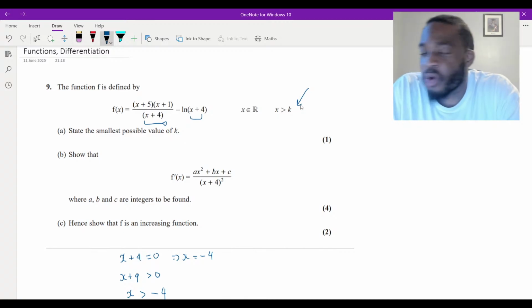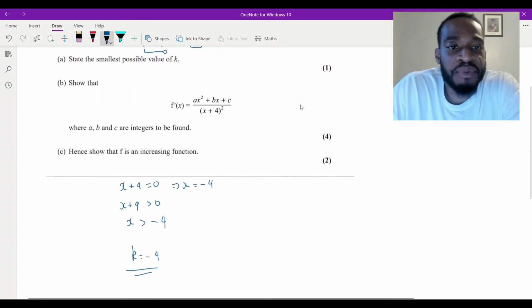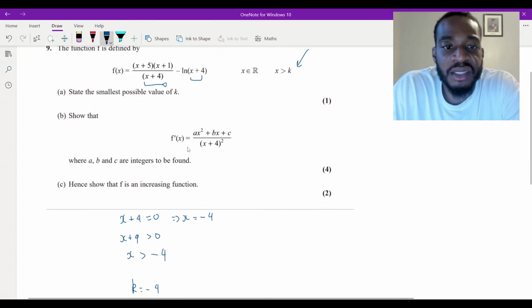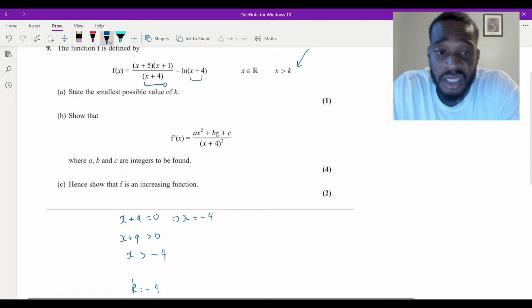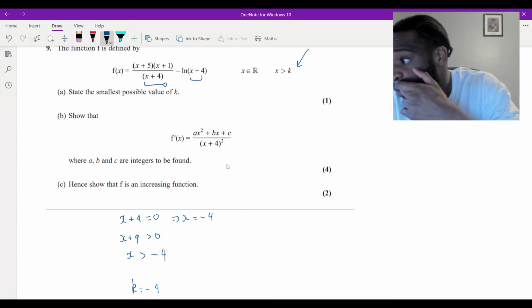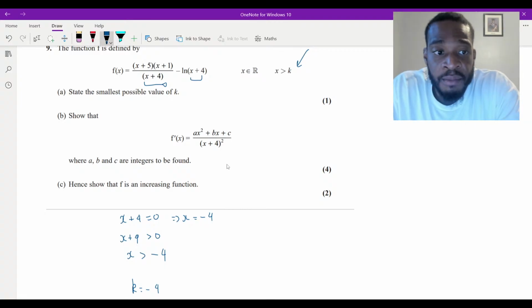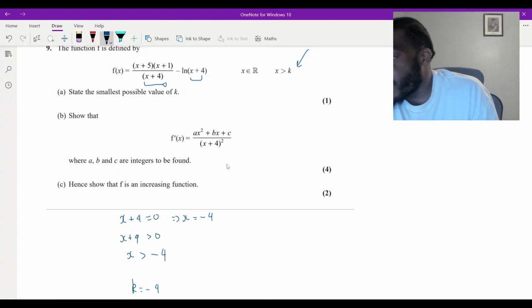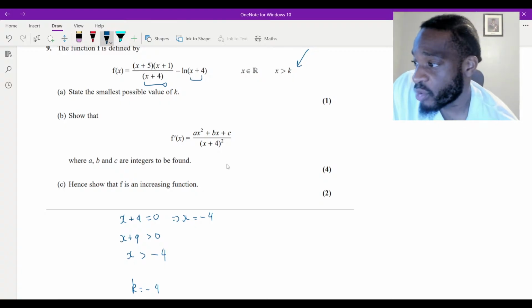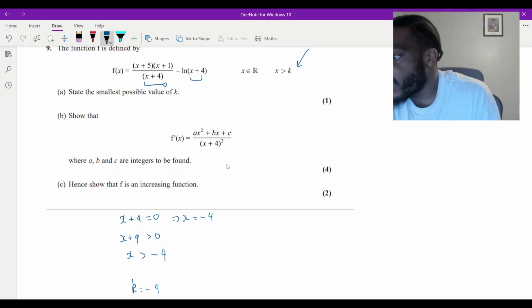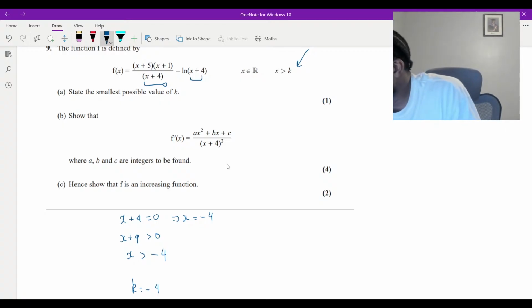Easy. So, now part B, it says show that f dash of x is equal to ax squared plus bx plus c over x plus 4 all squared, where a, b, and c are integers to be found. Okay.